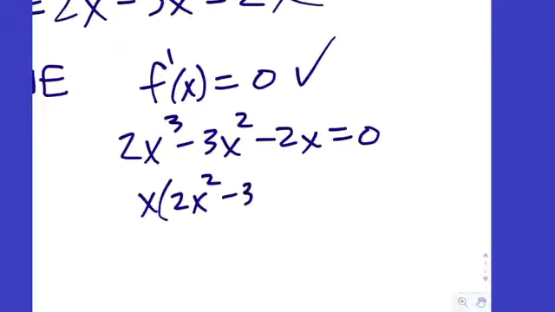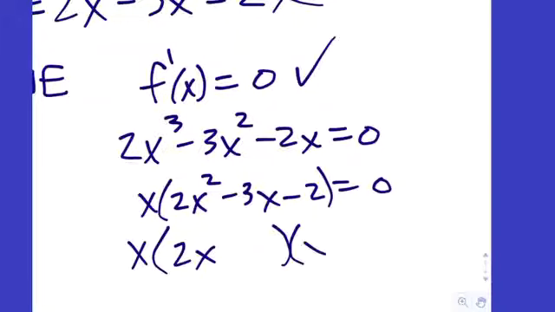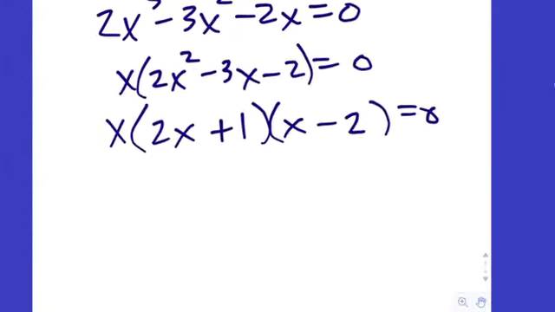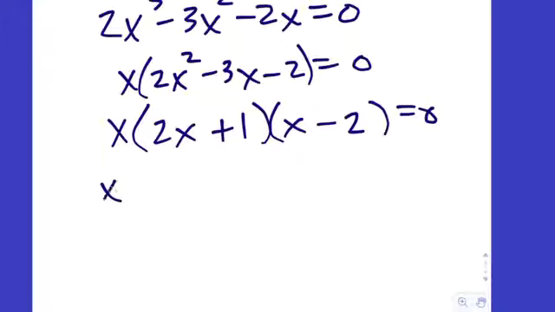It gives you 2x squared minus 3x minus 2. And then does that thing factor anymore? 2x and an x. Maybe a -2 and a +1. That works. So now you can list all the values that make it 0. X equals 0, -1/2, and 2.